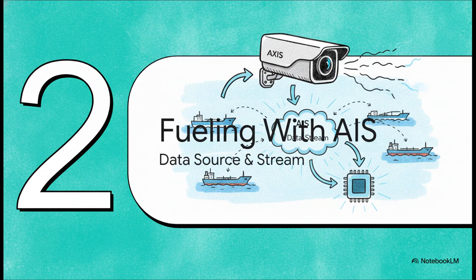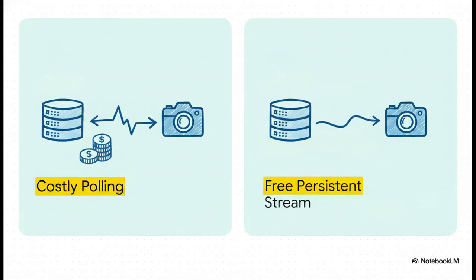Where the data actually comes from. We have the camera ready, but how does it know where the ships are in the first place? This is where our setup has a massive advantage. In the past, grabbing maritime data usually meant relying on incredibly expensive commercial APIs where you constantly had to poll or ask the server, hey, where's the ship now? How about now? It was clunky. Instead, this app uses a persistent, completely free global WebSocket stream from aisstream.io. The data just continuously flows right into your camera without you ever having to ask for it.